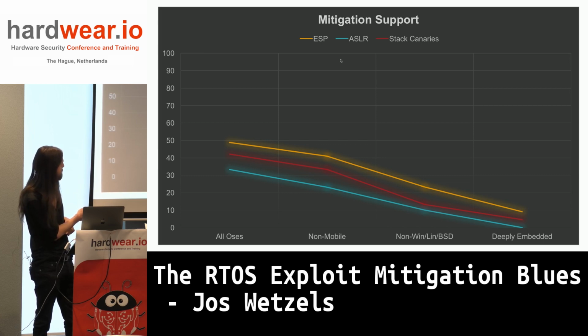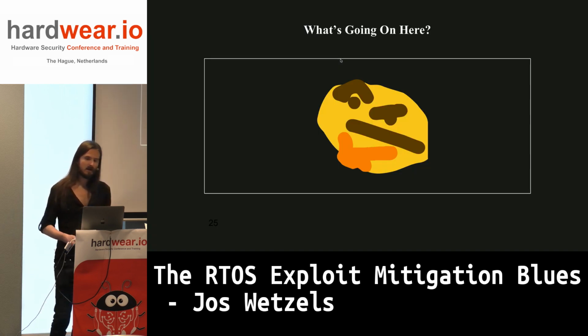But once you start eliminating the mobile operating systems tailored to smartphones and modern tablets, and the ones based on Linux, Windows, and BSD that you might find in embedded systems, this support starts to rapidly drop. And if you look at the deeply embedded end of the spectrum, which is where all these tiny real-time operating systems live, almost none of them have support for any of these mitigations.